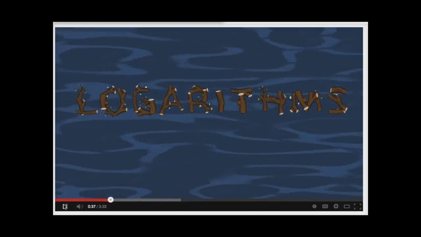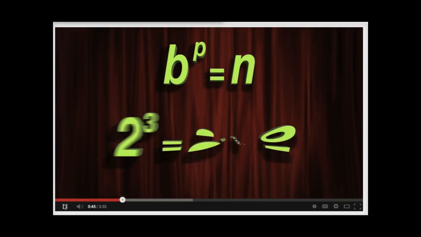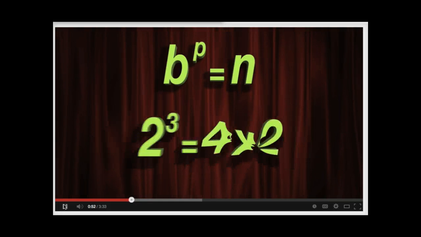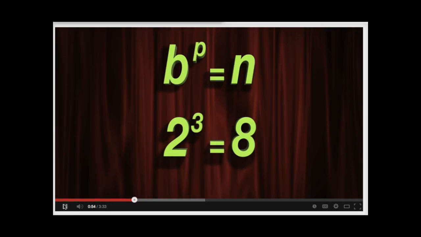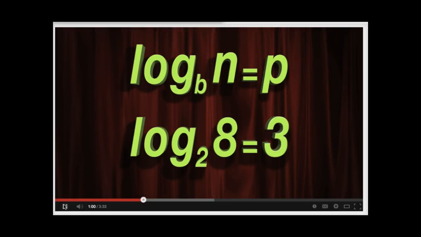Well, what are logarithms? Let's take the base number b and raise it to a power p, like 2 to the third power, and have it equal a number n. We get an exponential equation, b raised to the p power equals n. In our example, that'd be 2 raised to the third power equals 8. The exponent p is said to be the logarithm of the number n. Most of the time, this will be written log base b of the number equals p.